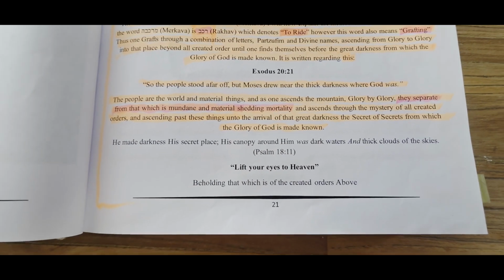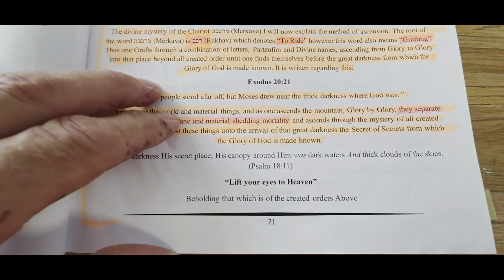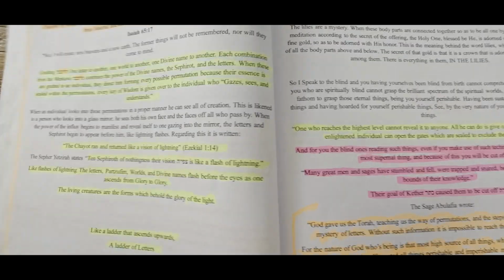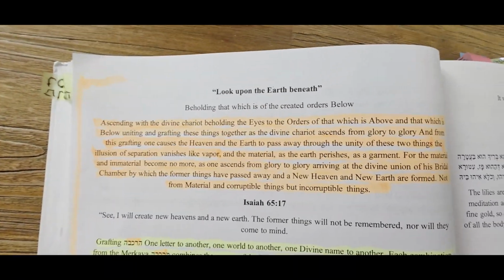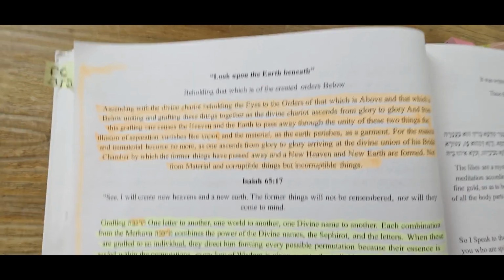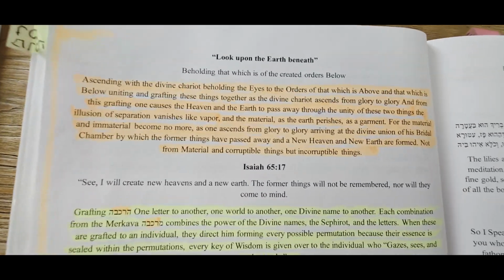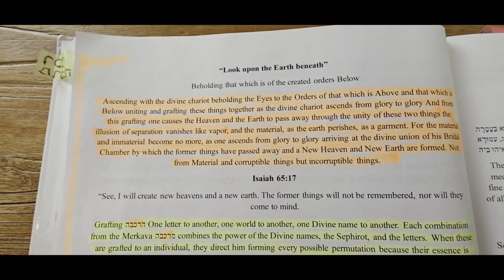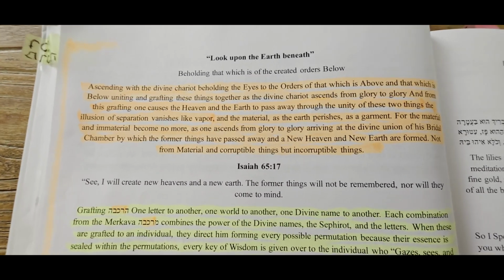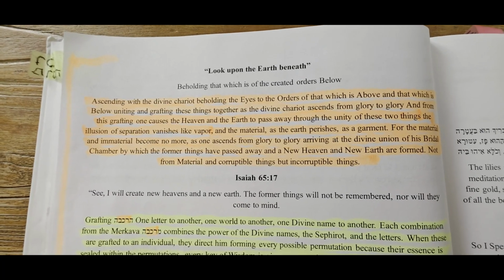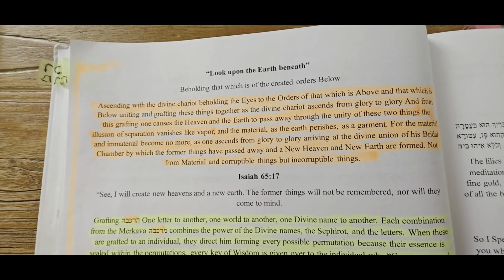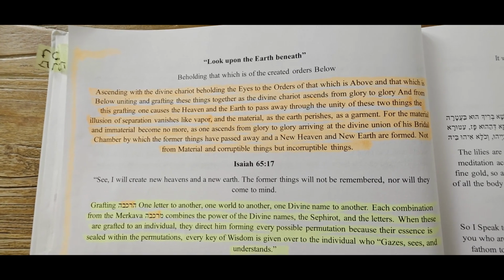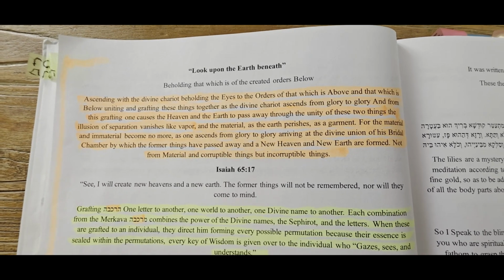Tehillim 18:11, Psalms. Lift your eyes to heaven, beholding that which is of the created orders above. Look upon the earth beneath, beholding that which is of the created orders below. Ascending with the divine chariot, beholding with the eyes the orders of that which is above and that which is below, uniting and grafting, right, Rechav, these things together as the divine chariot ascends from glory to glory, and from this grafting one causes the heaven and the earth to pass away through the unity of these two things.